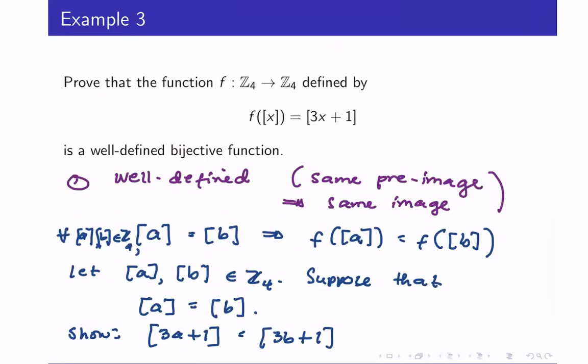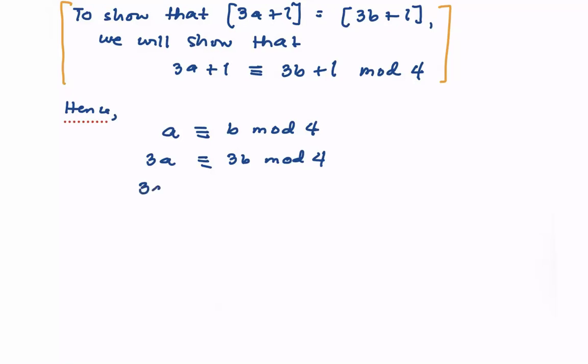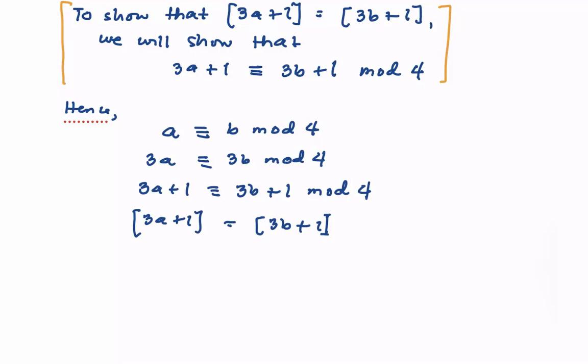So let's go back to where we stopped. We have that the equivalence class of A is the same as the equivalence class of B. Hence, A is congruent to B mod 4. From our properties of modulo n, we can multiply both sides by 3, and we can also add; the addition property also holds. Therefore, 3A plus 1 is equal to 3B plus 1. This is your f of A, and this is your f of B. So therefore, f is well-defined.